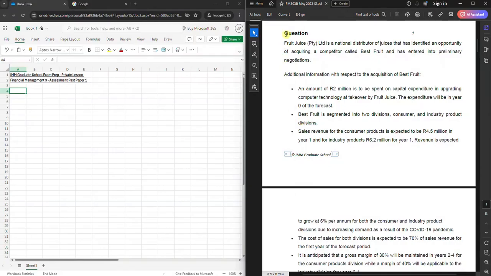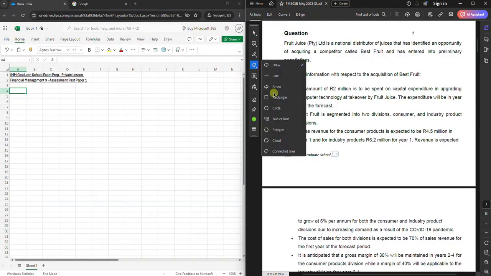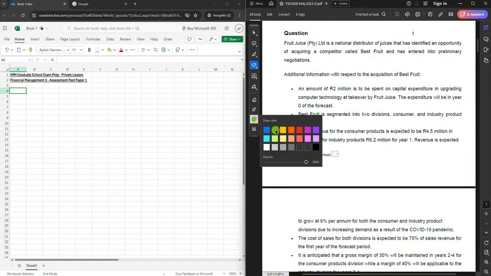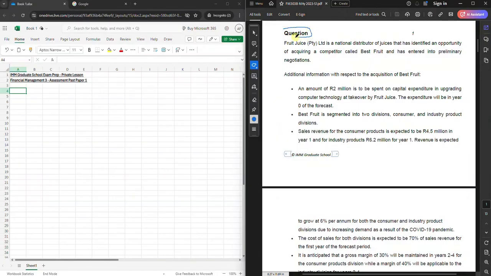So then you have to go to the question, and you've got to read the question. You've got to highlight things that are important as part of the actual NPV calculation. All right, so you read the question, and then let's highlight things that stand out.